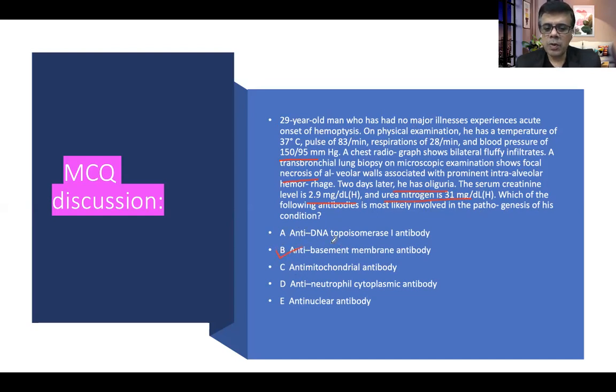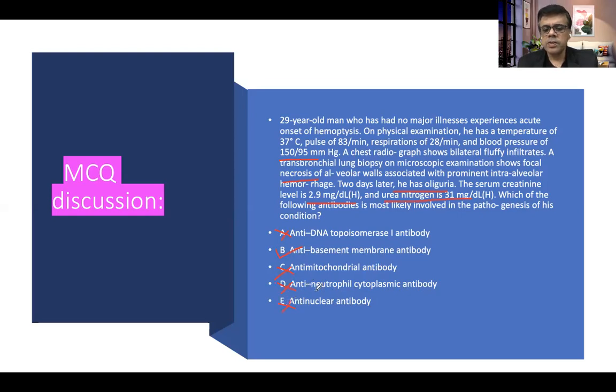And so let's rule out the other options one by one. Anti-DNA topoisomerase antibodies are seen in systemic sclerosis, so it has nothing to do with Goodpasture syndrome. Anti-mitochondrial antibody is again seen in primary biliary cirrhosis, so it is also ruled out. Anti-neutrophilic cytoplasmic antibodies are seen in various vasculitis like microscopic polyangiitis, Wegener granulomatosis, so it is again ruled out. And anti-nuclear antibody is seen in lupus erythematosus, so it is again ruled out.